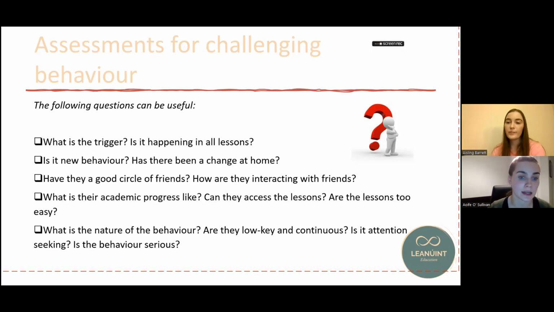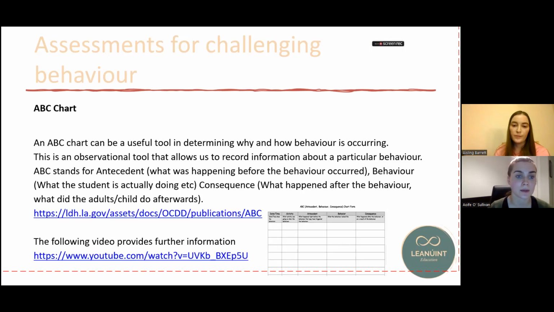And then also obviously to identify what the nature of the behavior is as well. So are these behaviors low key? Are they continuous in nature? Are they just happening sporadically? Are they seeking attention? What is the result of the behavior? So what's happening when they behave in a certain way? What consequence are we seeing? And then also it's very important, if the behavior is serious, it's something that needs to be addressed ASAP.